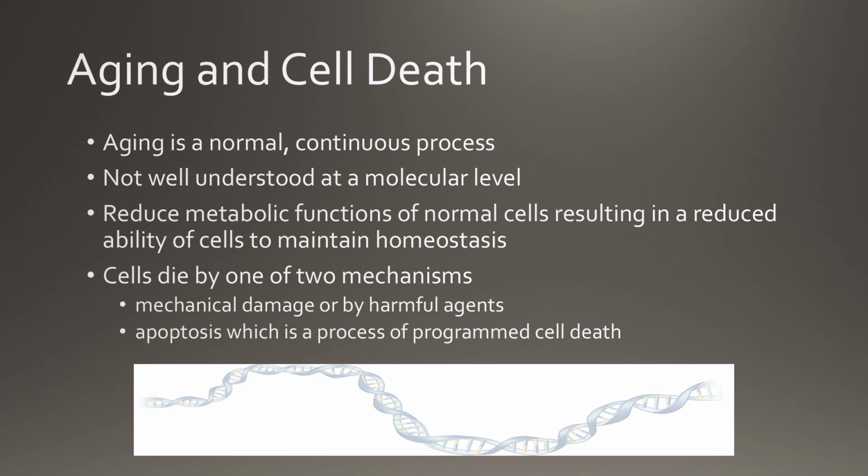Cell death can occur due to mechanical damage or exposure to harmful agents. External factors include injuries, physical stress, and exposure to toxins or harmful agents that can lead to cell death. Over time, cumulative damage from these external factors can accelerate the aging process.